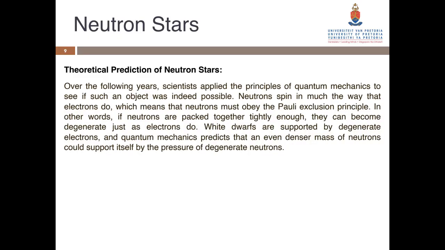Over the following years, scientists applied principles of quantum mechanics to see if such an object was indeed possible. Neutrons spin in the same way that electrons do, which means that neutrons must obey the Pauli exclusion principle. In other words, if neutrons are packed together tightly enough, they can become degenerate just as electrons do. White dwarfs are supported by degenerate electrons, and quantum mechanics predicts that an even denser mass of neutrons could support itself by the pressure of degenerate neutrons.